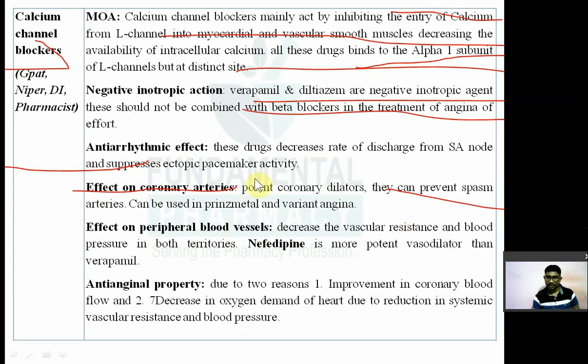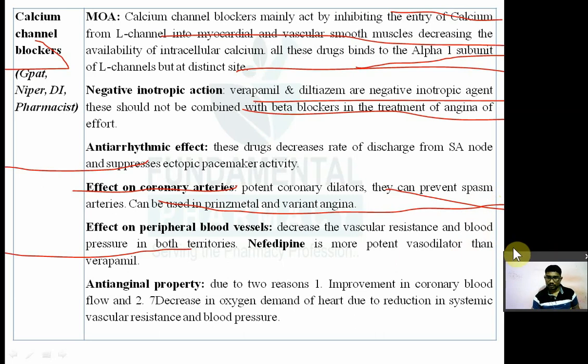Can be used in the Prinzmetal angina. Prinzmetal angina में बीटा ब्लॉकर्स नहीं यूज करना है, Prinzmetal angina में क्या यूज करना है, कैल्शियम चैनल ब्लॉकर्स. Effect on peripheral blood vessel. So decrease in the vascular resistance and blood pressure in both territories, जैसे veins और arteries दोनों में क्या करेगा, decrease in the vascular resistance, मतलब preload कम करेगा.